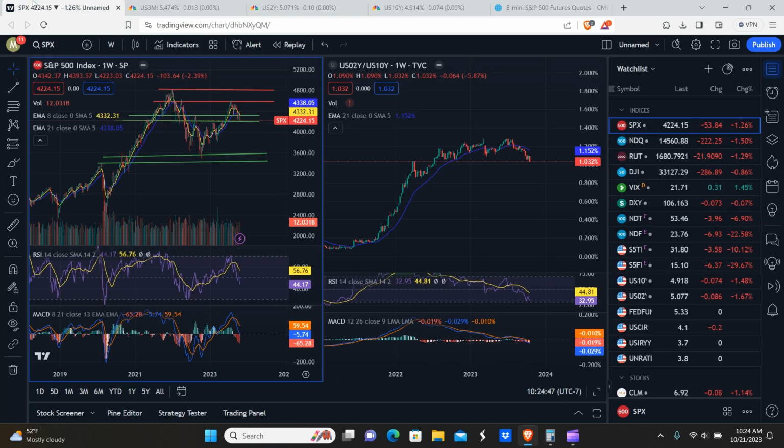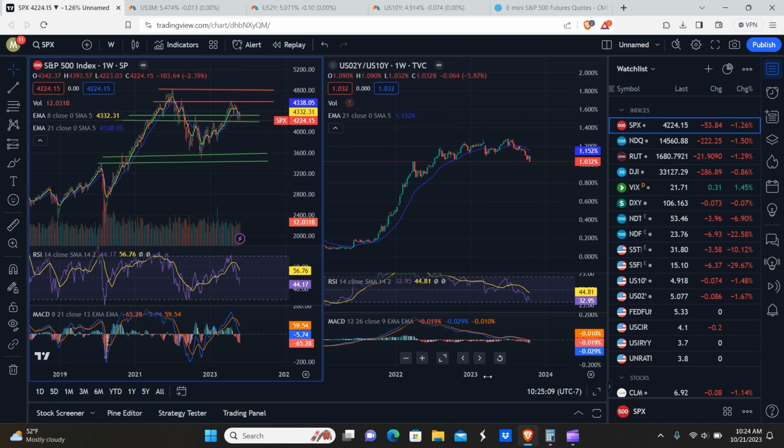So let's get into the charts and what this actually means. As you can see here, we have what's known as a chart overlay. We have the 2-year, 10-year chart here. This is the percentage point spread between the 2-year and the 10-year. Basically, anything above 1% is considered to be inverted, and anything below 1% is considered to be uninverted.